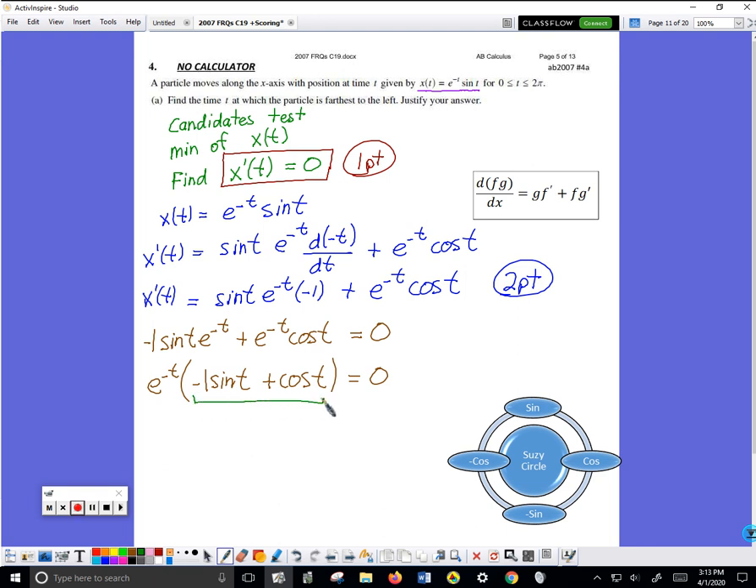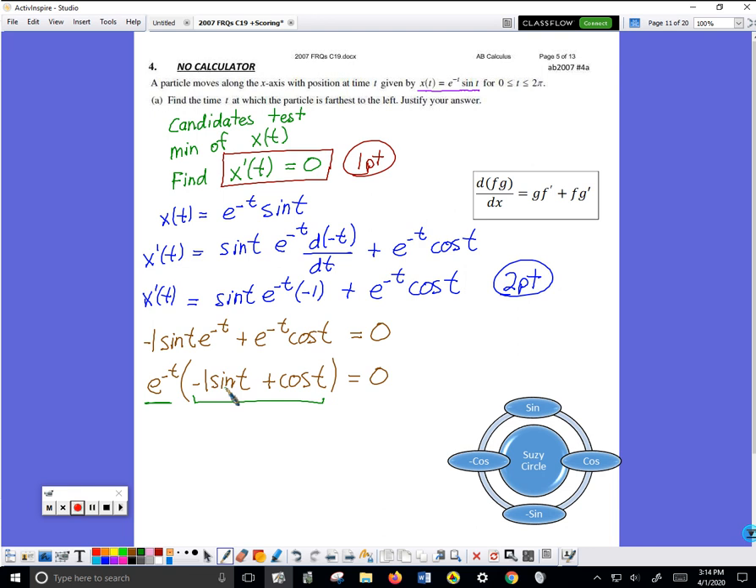So the only way this can equal 0 is, okay, this can't be 0. E to some exponent will never be 0. So because these two factors are multiplying together, this piece has to equal 0 somehow. Well, the sine of something plus the cosine can only equal 0 if the sine and cosine values are the same in magnitude and opposite in sign.